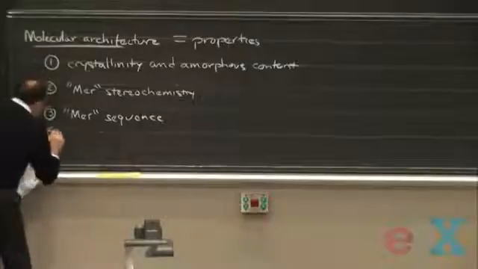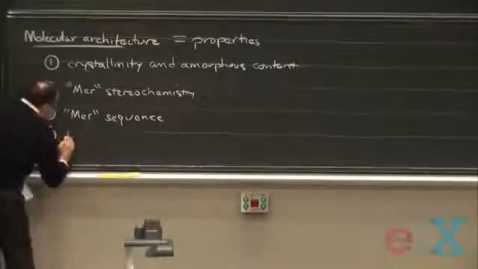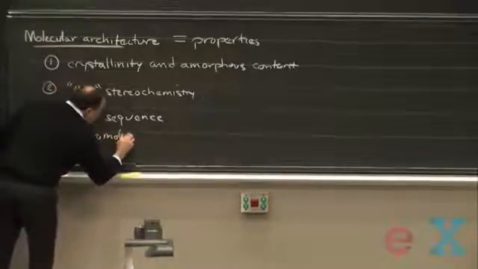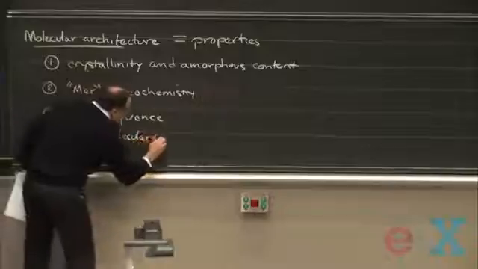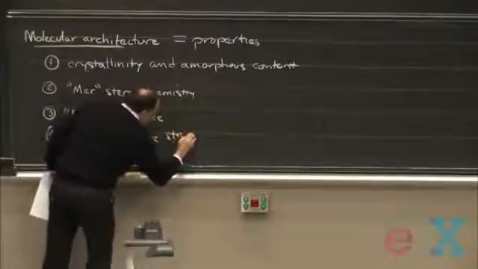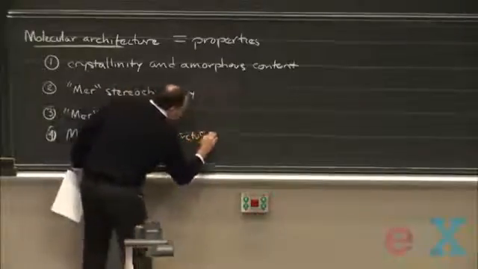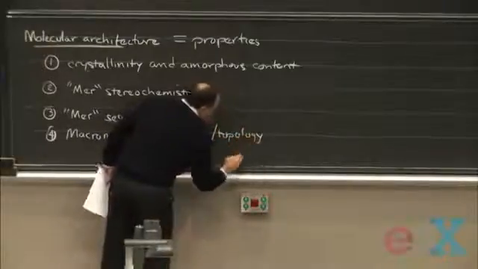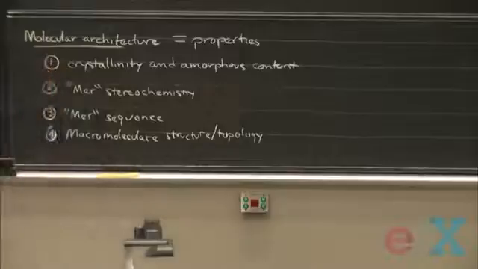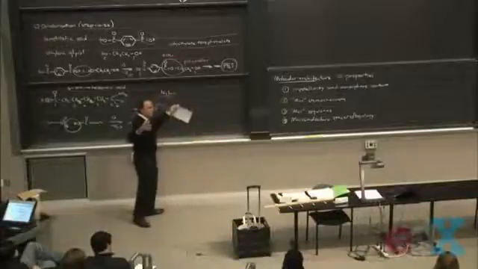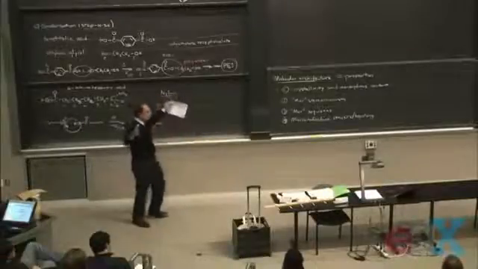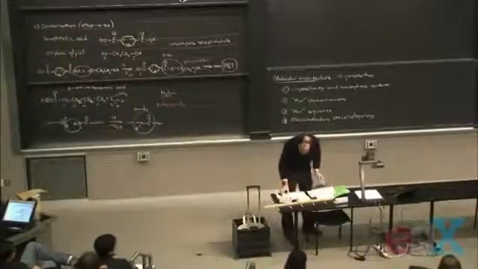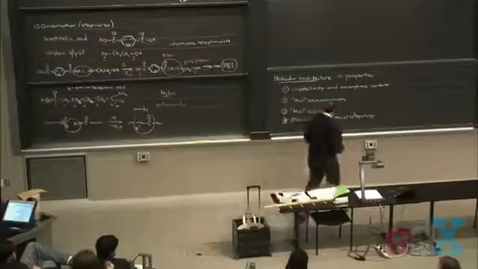And then finally I'm going to call it the macromolecular structure or topology. And this is how the structure of the polymer changes on a very large scale, much larger than the scale of the monomer.